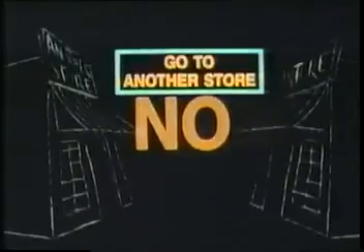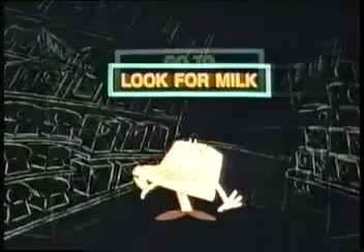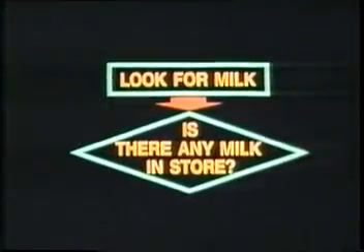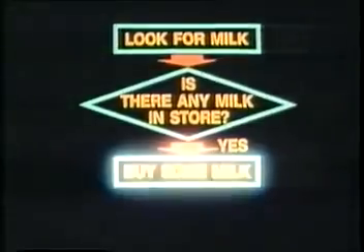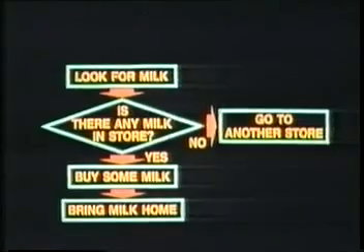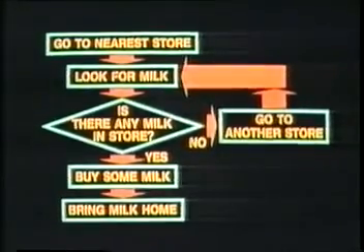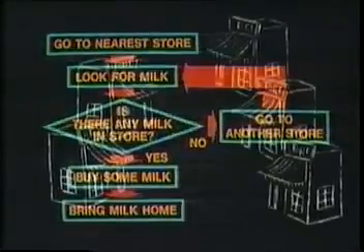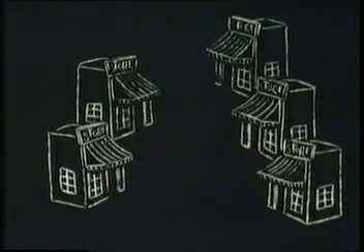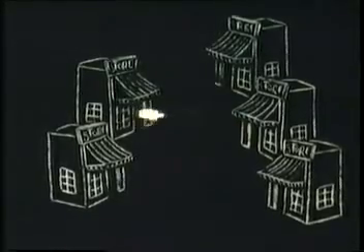And if the answer to the question, is there any milk in the store, were no, you'd have to tell the computer to go to another store and look for the milk in order to answer the question, is there any milk in the store? If yes, buy some and bring it home. If no, go to another store, etc., etc. If there happened to be a shortage of milk in your neighborhood, the computer could find itself caught in an endless loop, going from store to store ad infinitum.